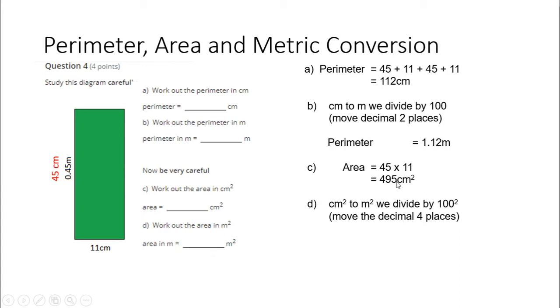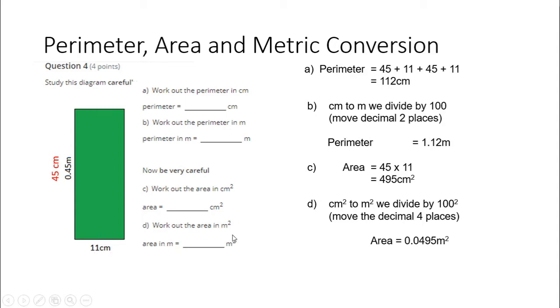My decimal is here right now. I'm going to move it 1, 2, 3, 4 places. I need to fill in that extra place with a 0, and I need to put a 0 in front of my decimal. So 0.0495 meters squared. Now, if you found that complicated, you could also first convert this to meters, and that's generally the easier way for you to work it out.